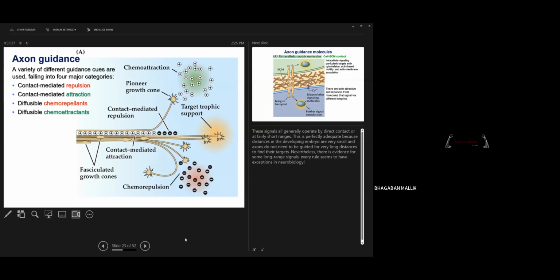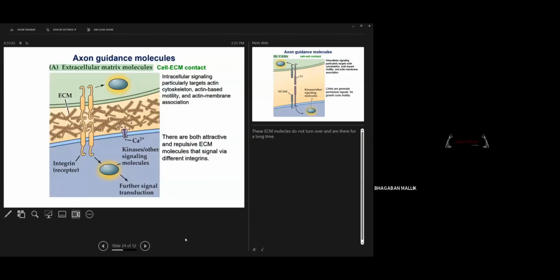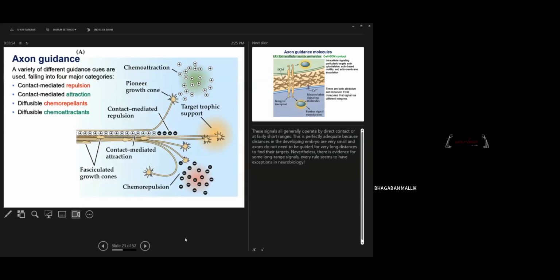And sometimes diffusible attractants are there, diffusible repellents are there. This is the diffusible attractant, and the axon is growing in that direction. This is the diffusible repellent. So this shows different molecules for axon guidance. It's very interesting. We will talk about some of these diffusible molecules, or some contact mediated attraction or contact mediated repulsion. I'm going to talk about some examples.